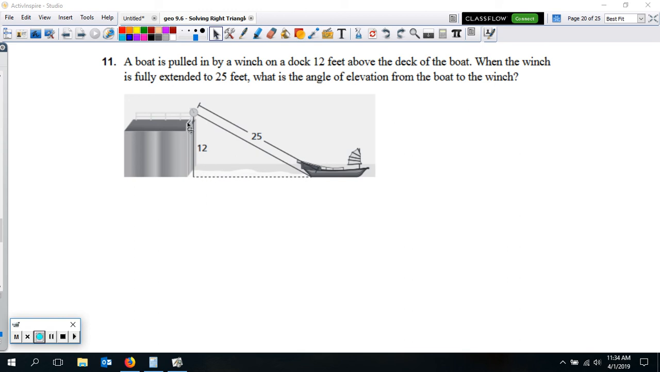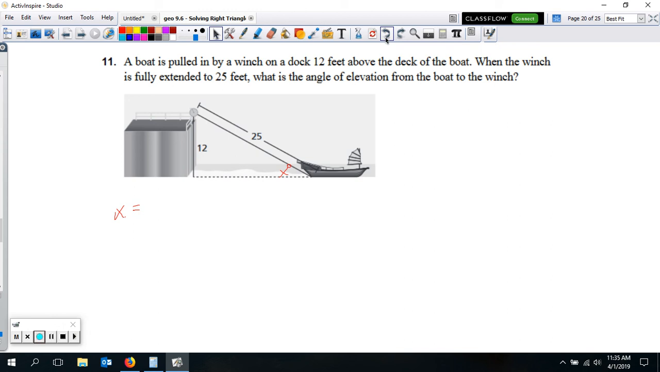We know this is going to be a right angle because the dock is going to be straight up. This is the shore, or the sea right here, which is going to be horizontal. That's definitely a right angle. So we're looking for what that is. So I'm going to just put a little x degrees there. So we know this is 12 on this side. We know this is 25 from here to here, which would be the hypotenuse. This would be opposite, so opposite and hypotenuse. That's going to be our sine.